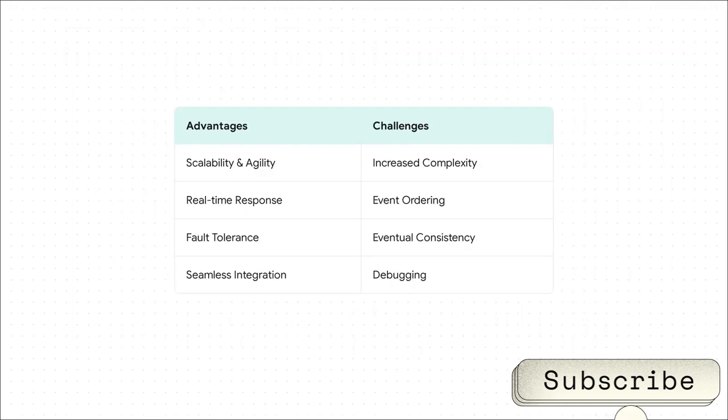But all this power comes with trade-offs. The very same independence that makes EDA so flexible also makes it more complex. It can be way harder to trace a problem through a dozen disconnected services, and you have to deal with challenges like eventual consistency. You know, the idea that if you update your profile picture, it might take a few moments for that change to show up everywhere. You gain incredible power and scale, but you have to manage this new kind of complexity.